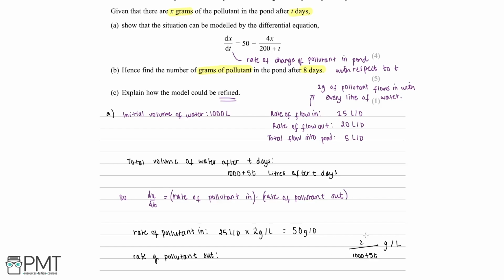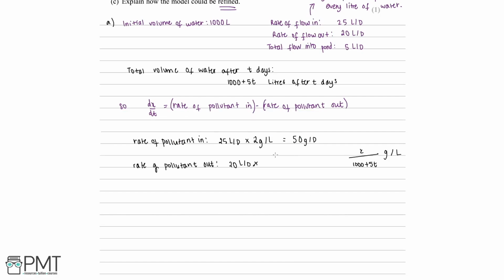You can notice that this expression varies with respect to t, which makes sense because the amount of pollutant per litre of pond will change as more pollutant is added to the pond. So the rate of pollutant out will be the rate of flow out, which is 20 litres per day, multiplied by x over 1,000 plus 5t grams per litre.